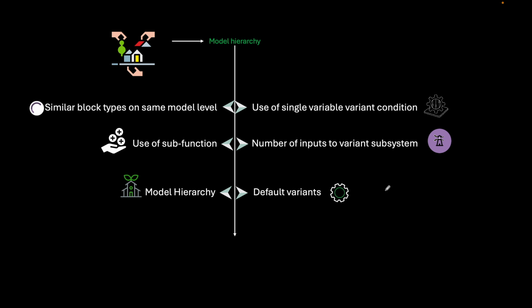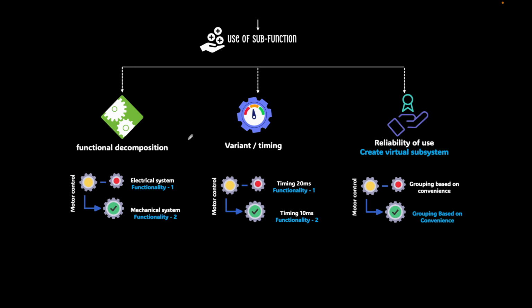In this particular tutorial series, we are looking into the concept of the MAAB guideline. And in the MAAB guideline, we are looking into the concept of model hierarchy. In the last tutorial, we have seen similar block types in the same model level. We will be seeing the use of subsystems or subfunctions. So coming to the subfunctions, how you should define a subfunction inside the Simulink environment using the MAAB guideline.